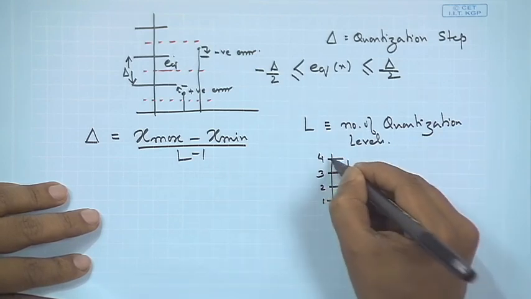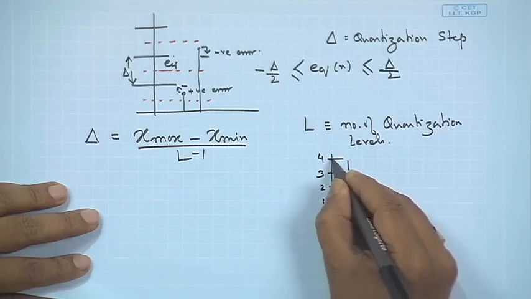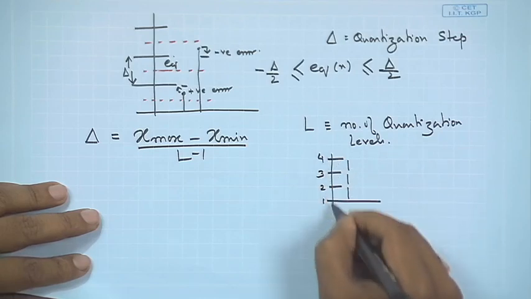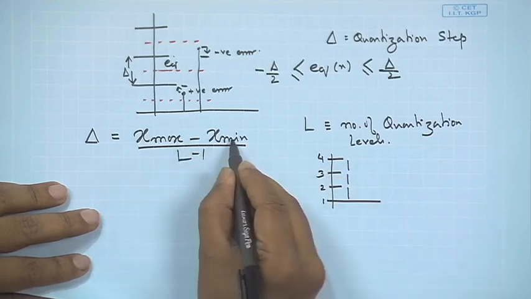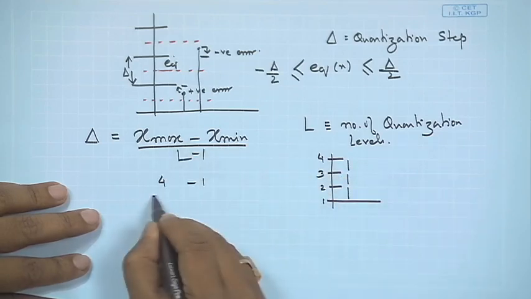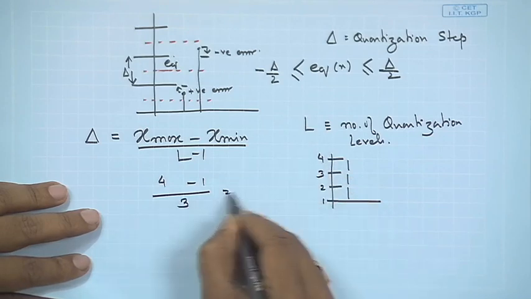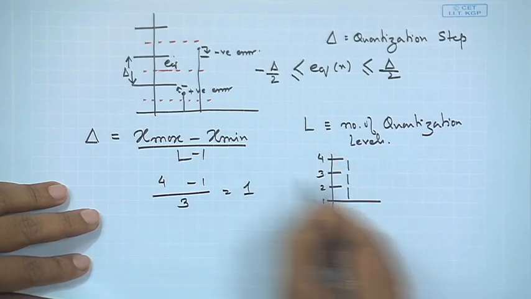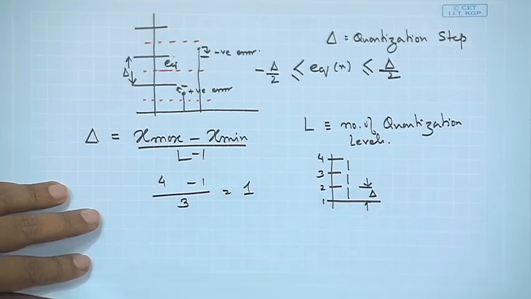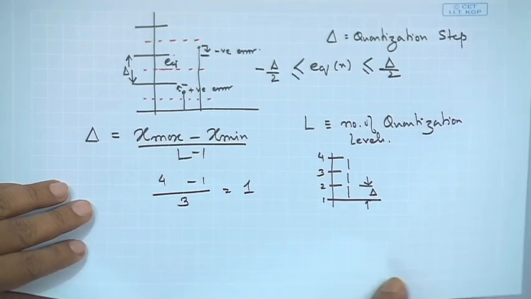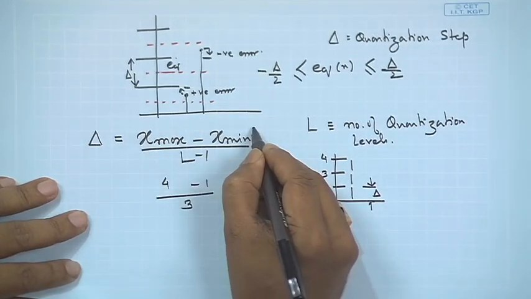So, if this is the max value and this is the min value, you have the max minus the min divided by the number of intervals. Let us say this is 4 and this is 1, so 4 minus 1, that is 3, divided by 3, which is equal to 1. In this example, delta step is 1, and you can clearly see that. And x max minus x min is also known as the dynamic range.